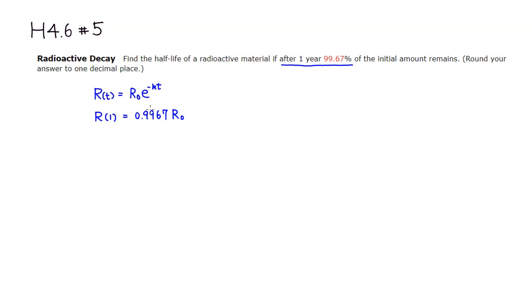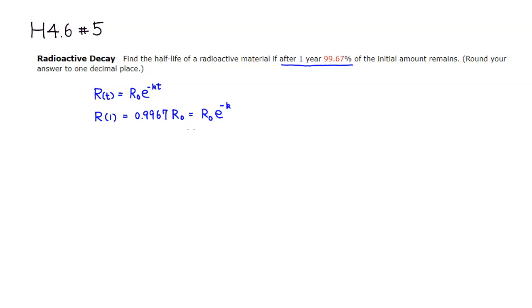But using the formula, we can actually write the same thing. t is 1, so this is the same thing as R0 e to the negative k times 1. Since times 1 doesn't do anything, this is it.